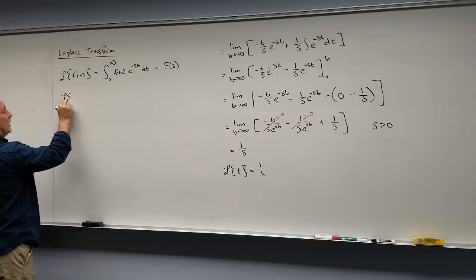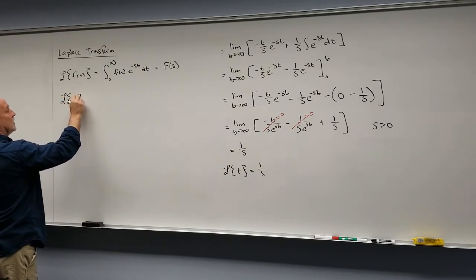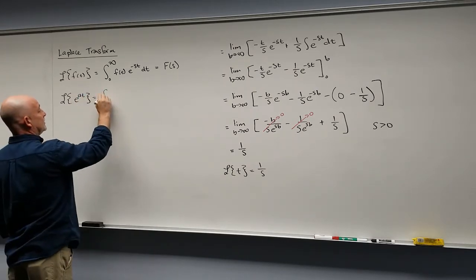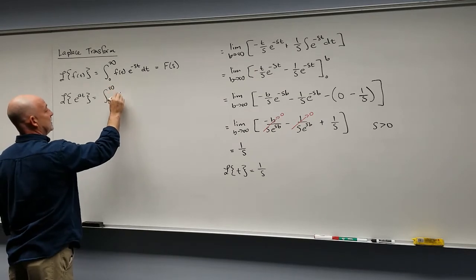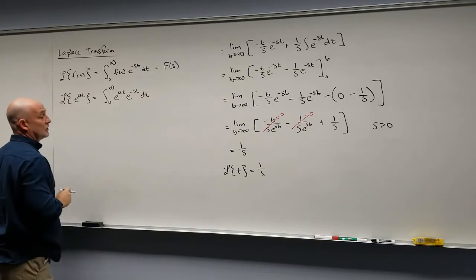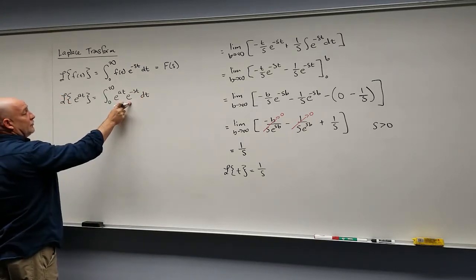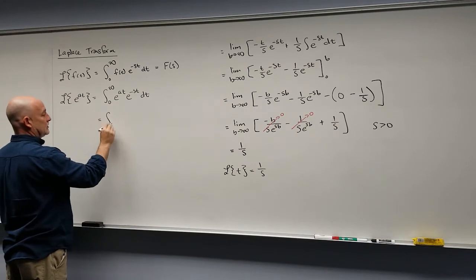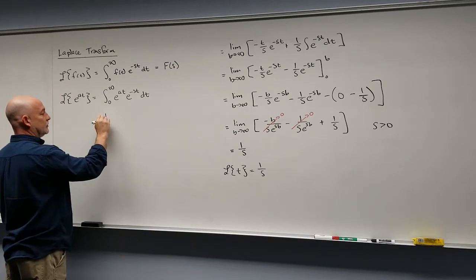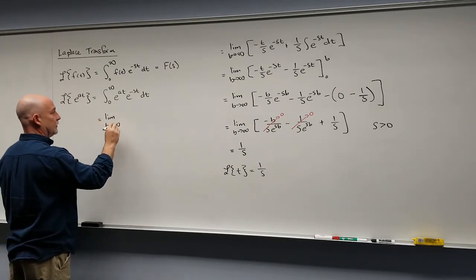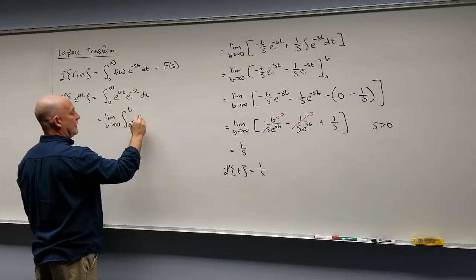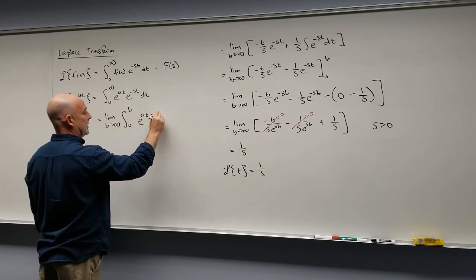What if we had the Laplace transform of e to the something t? All right, by definition, that's the integral from 0 to infinity, e to the something t, e to the negative st dt. Since we're multiplying like bases, let's turn this into a limit also. We can combine those two. So it's the limit as b goes to infinity, 0 to b, e to the, like bases, we add those exponents, so that's a minus st dt.